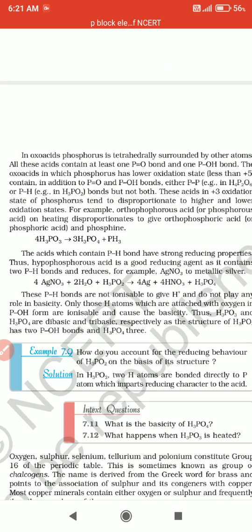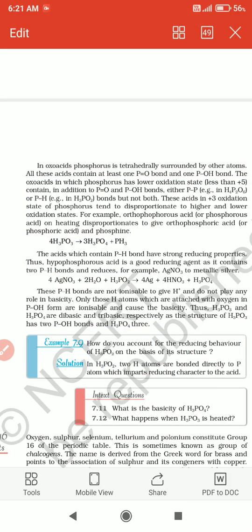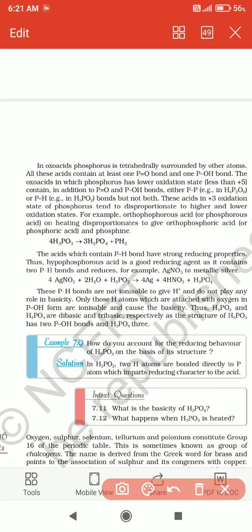Next one, see that. In oxo acids, phosphorus is tetrahedrally surrounded by other atoms. All these acids contain at least one P double bond O, that means a phosphorus and oxygen double bond is existing, and one P-OH bond is also present. Phosphorus and hydroxyl, one bond is present there.